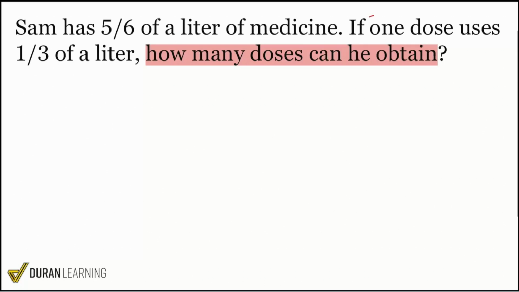If each dose uses 1/3 of a liter, how many doses can he obtain? Again, one and each, they're interchangeable. They absolutely are. So here we have Sam has this much of a liter of medicine. Each dose uses this much of a liter. How many doses can we obtain? Does everybody here notice that we have the grand total right here, the word each that we can extrapolate from this. So we have the grand total.